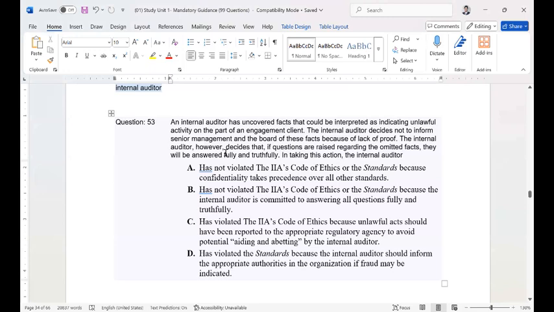What do you think? Can we have another answer? Asanta, what do you think? C. Unlawful acts should have been reported. So whether it's an unlawful act or not, it's not confirmed, no? There's an indication of an unlawful act. But is there an unlawful act? And then is it a little premature? There's indicating unlawful activity, indicating, but not confirmed yet.